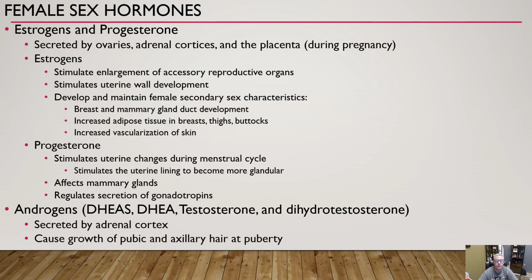All right, estrogens and progesterone. They're secreted by the ovaries, adrenal cortices, and the placenta during pregnancy. Estrogens are going to stimulate the accessory reproductive organs and the uterine wall during development. And they're going to develop your female secondary sex characteristics.